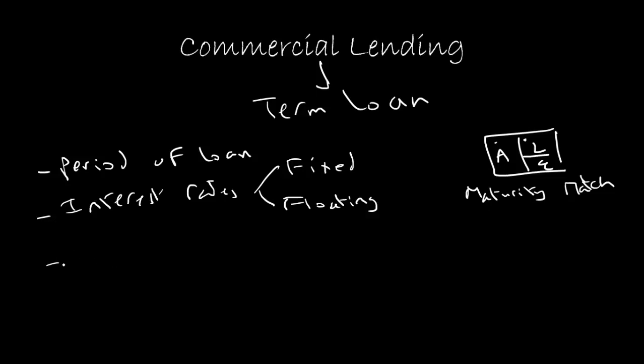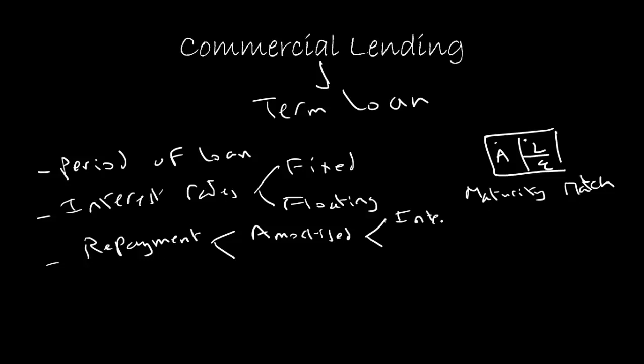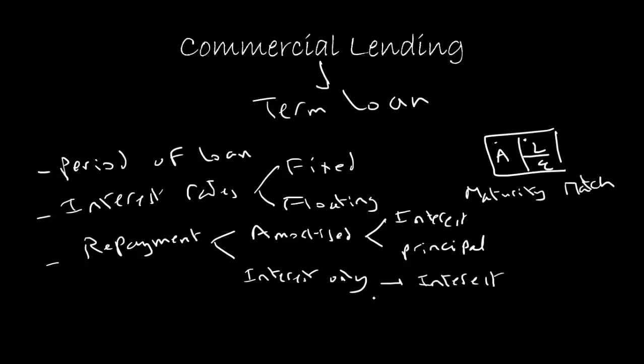Then what we need to take into account is the repayment or the loan type. When we talk about the loan type, we have either an amortized loan, which means that every period you pay interest and part of the loan, which is called principal. The other one is called interest only, which means every period you pay only the interest, and at maturity you will pay the whole loan.